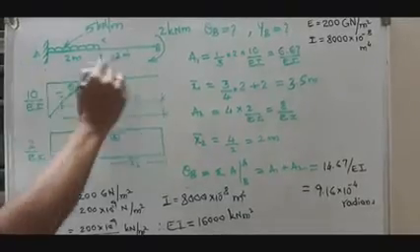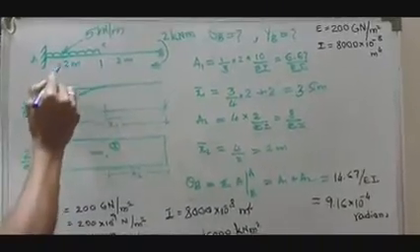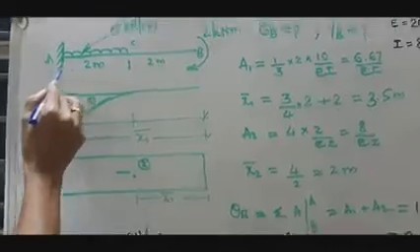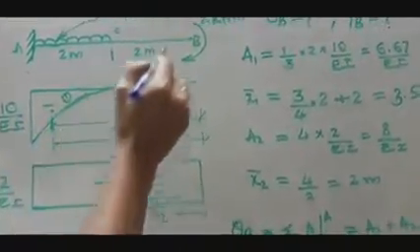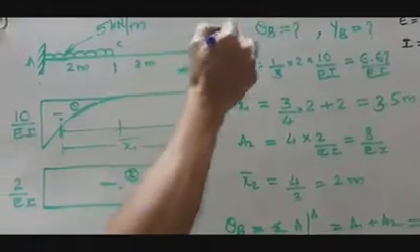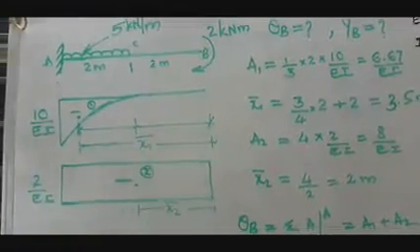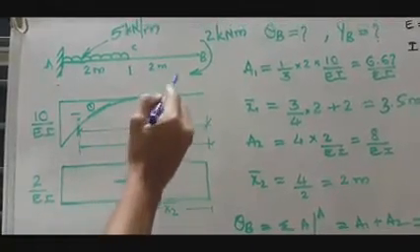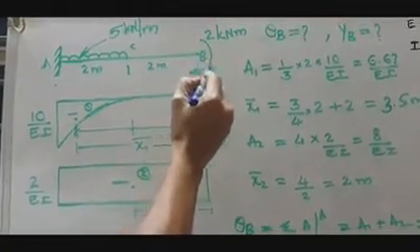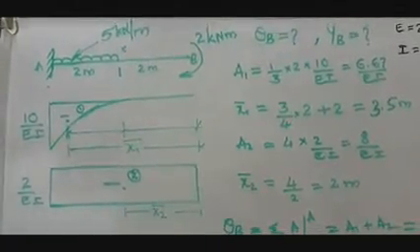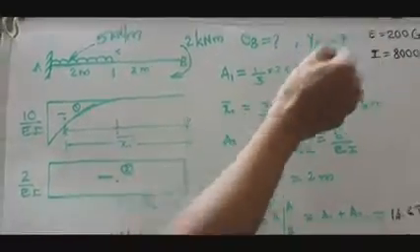We'll consider now one more cantilever beam. A UDL of 5 kN per meter is acting for a span of 2 meter, and one moment of 2 kN meter is acting at the free end. Here it is asked to find the slope at B and deflection at B, and he has also given the values of E and I.